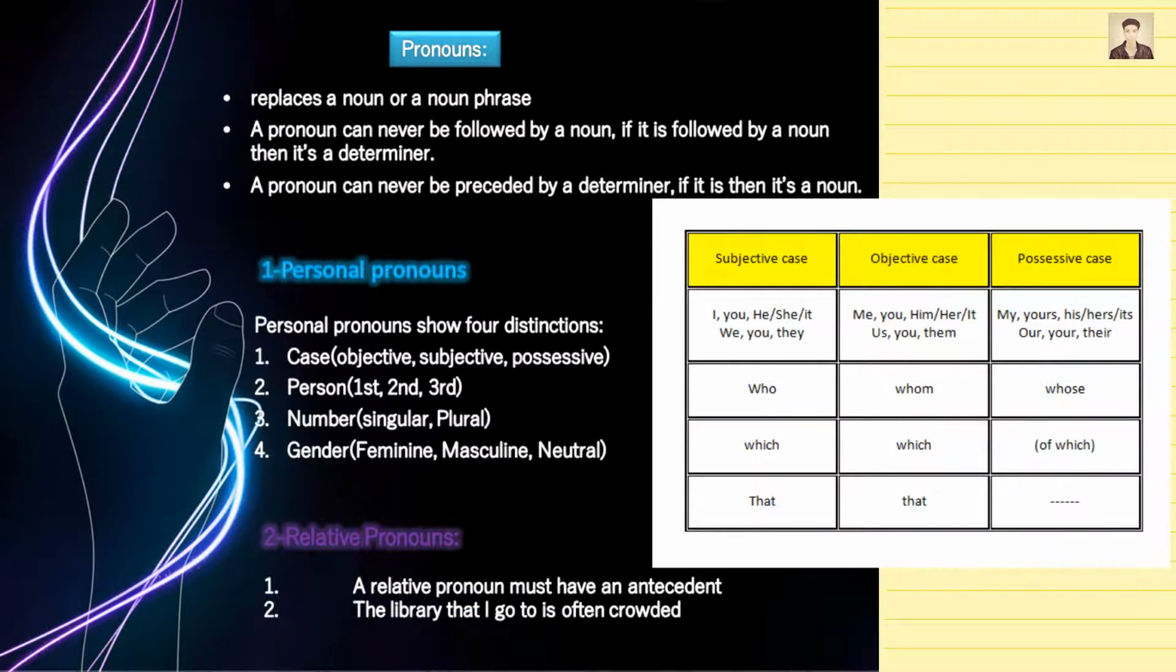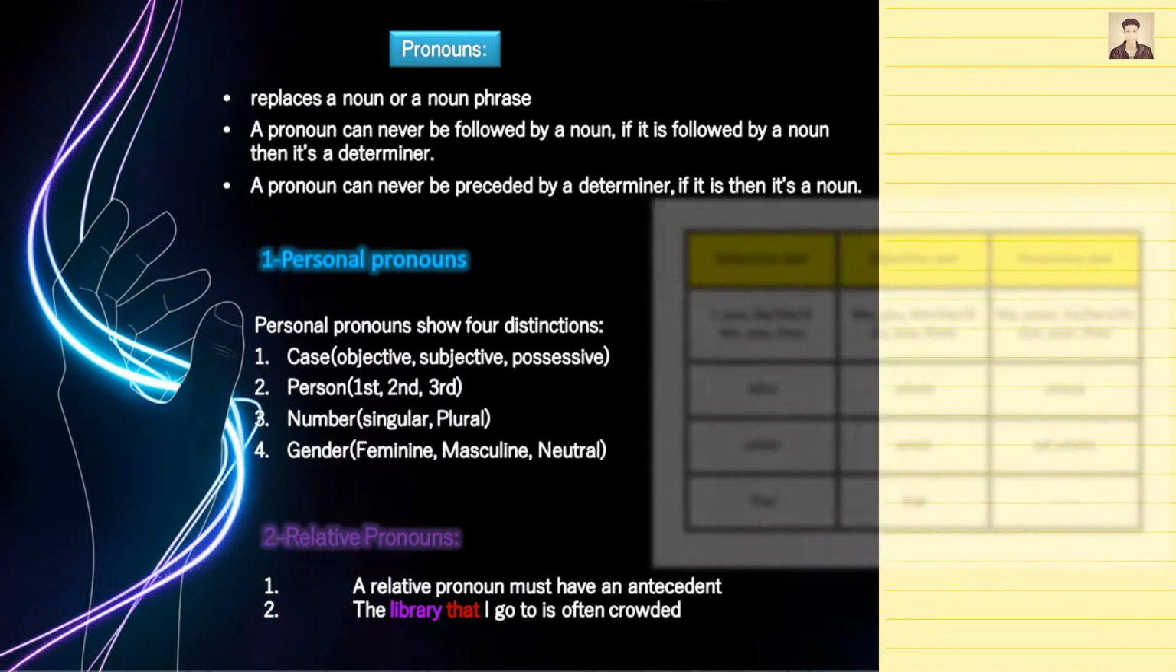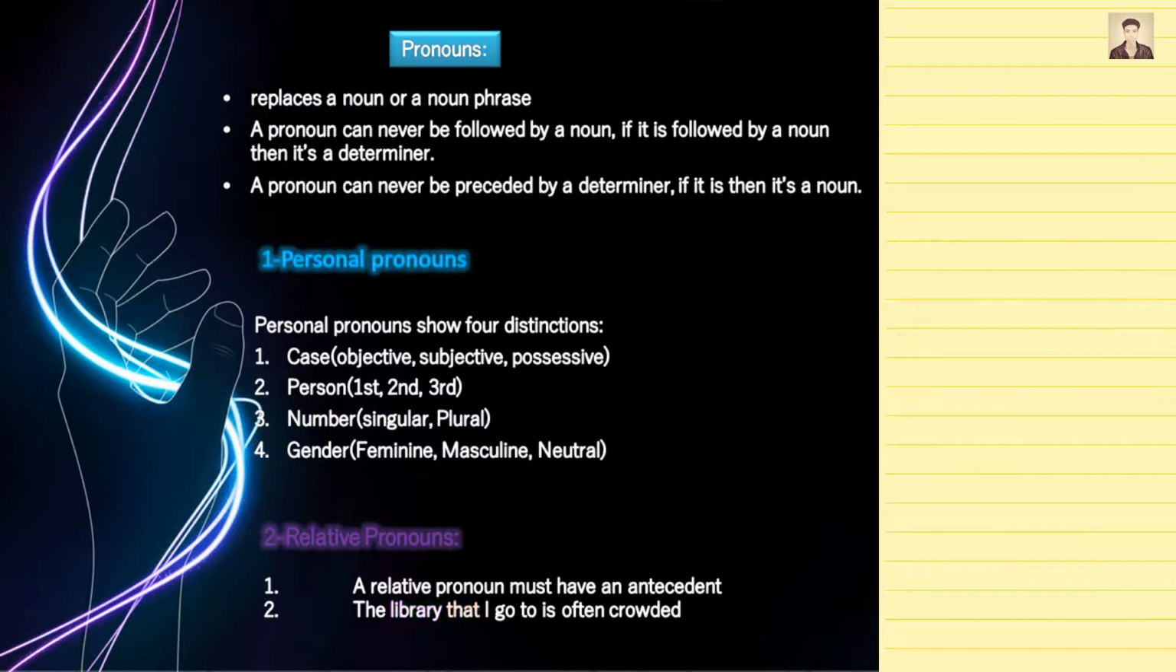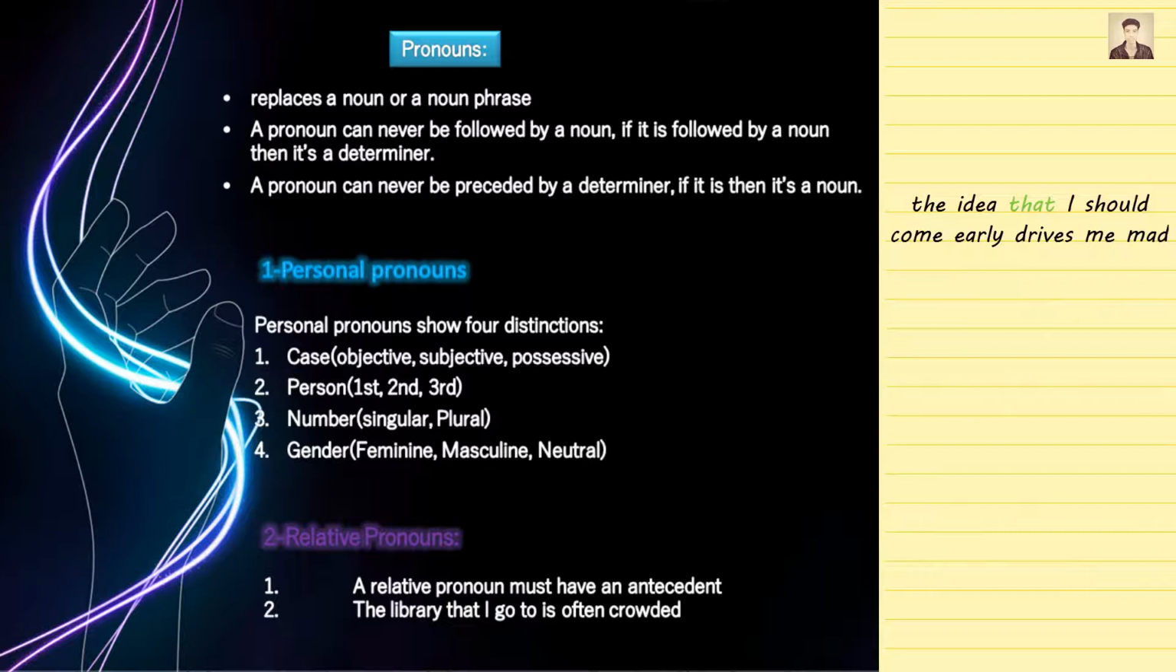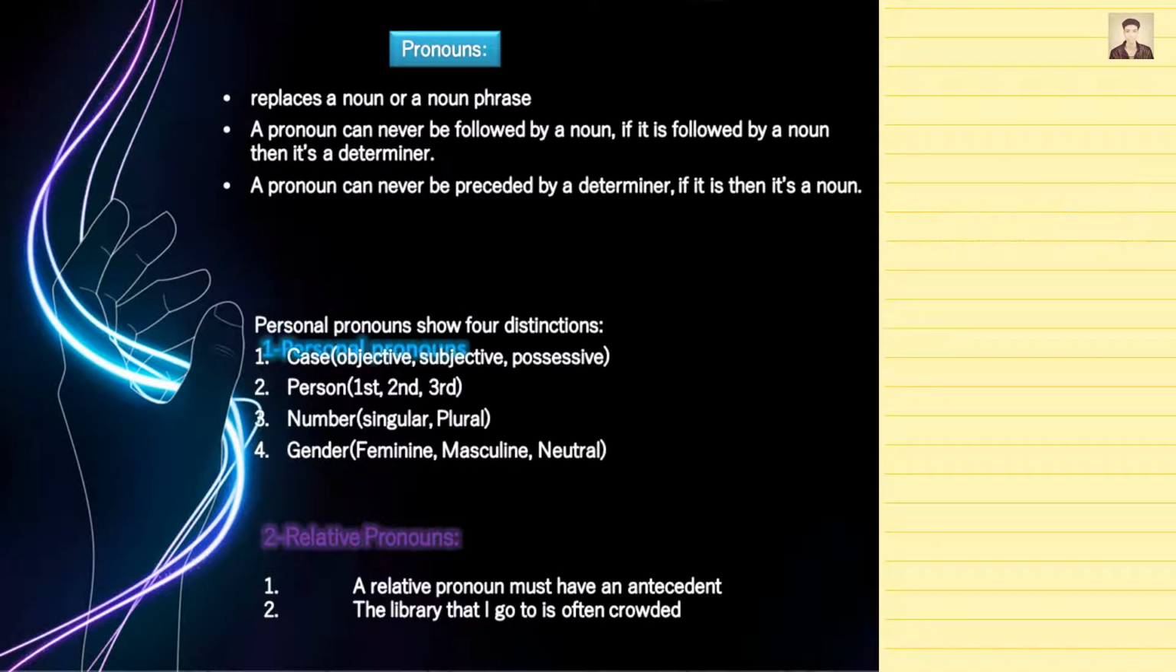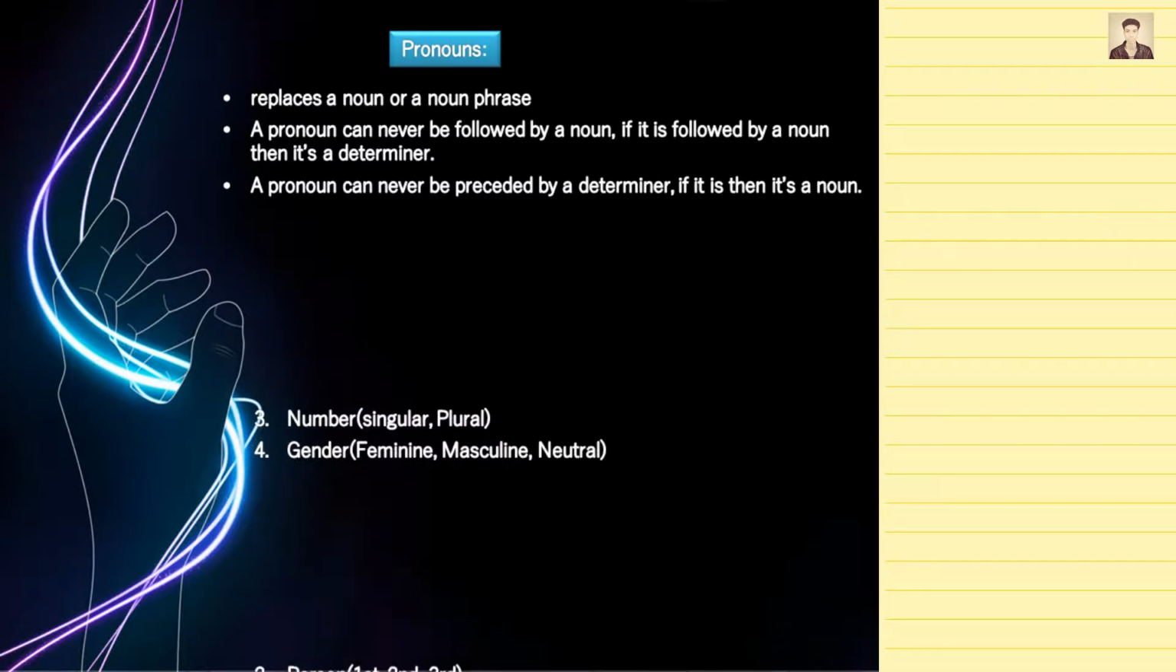Relative pronouns. A relative pronoun must have an antecedent. If it doesn't have an antecedent, well, it's not a relative pronoun. The library that I go to is often crowded. That pronoun has an antecedent, which is library. That's why it is a relative pronoun. But if I say, the idea that I should come early drives me mad, well, the pronoun that is not a relative pronoun, because it doesn't have an antecedent. It doesn't refer to any antecedent.